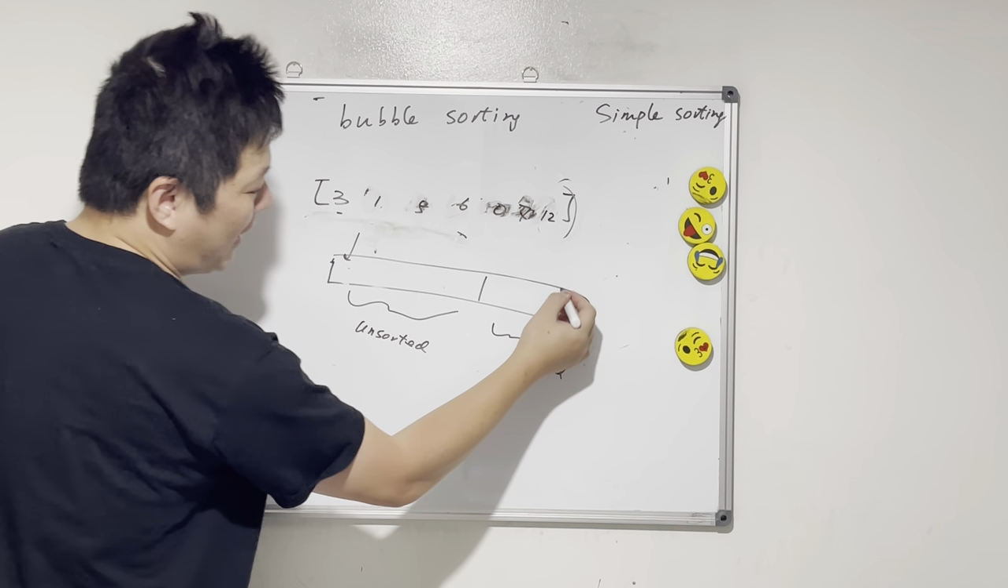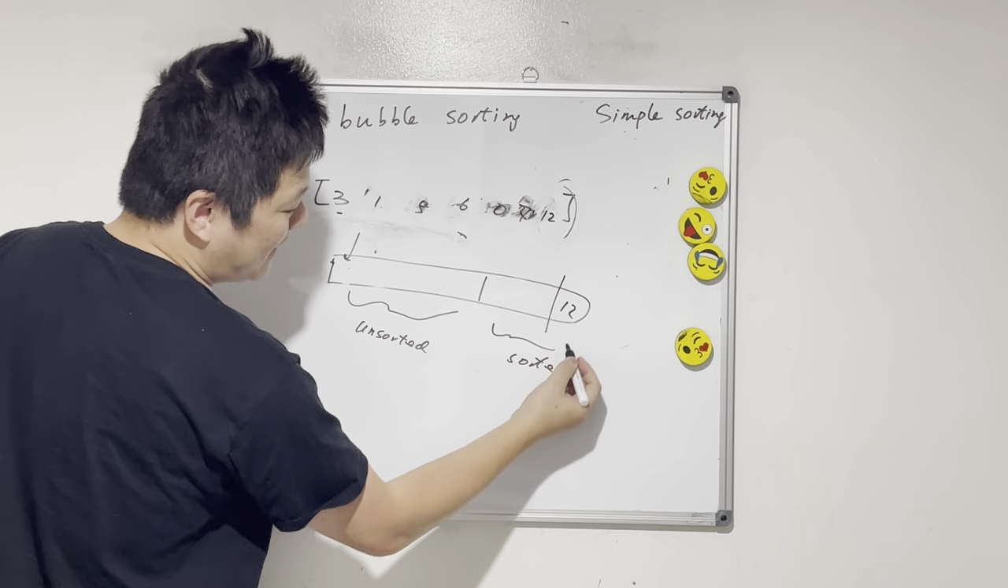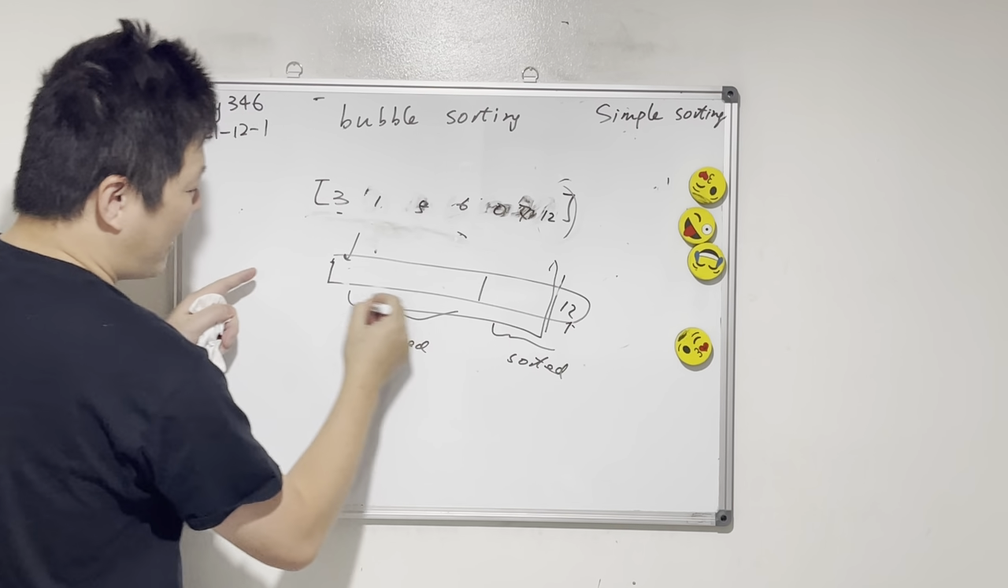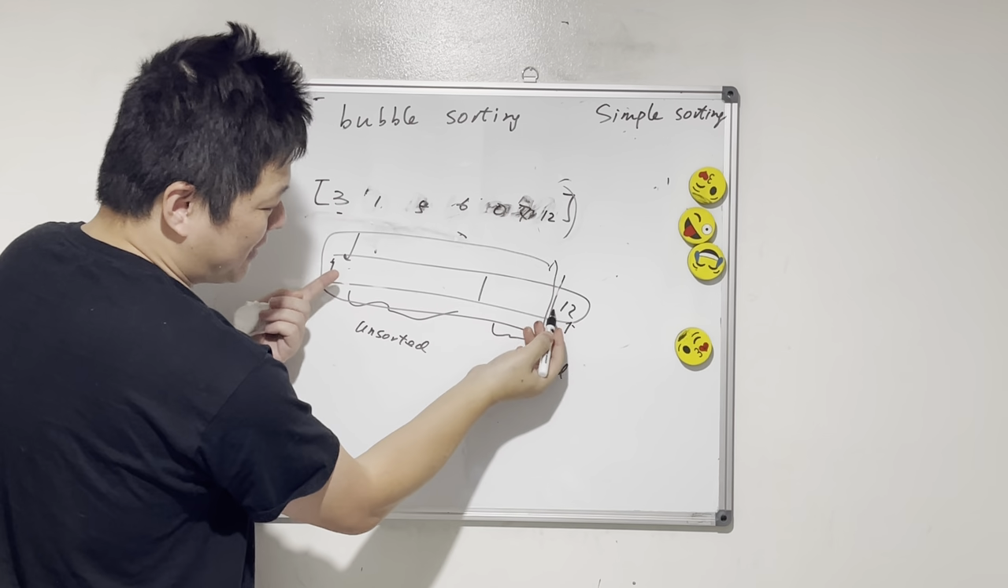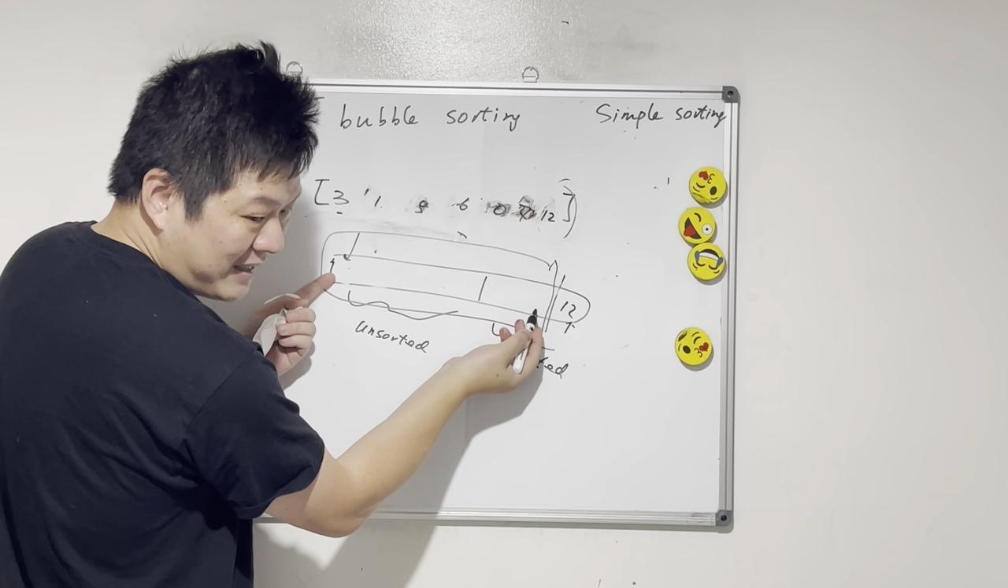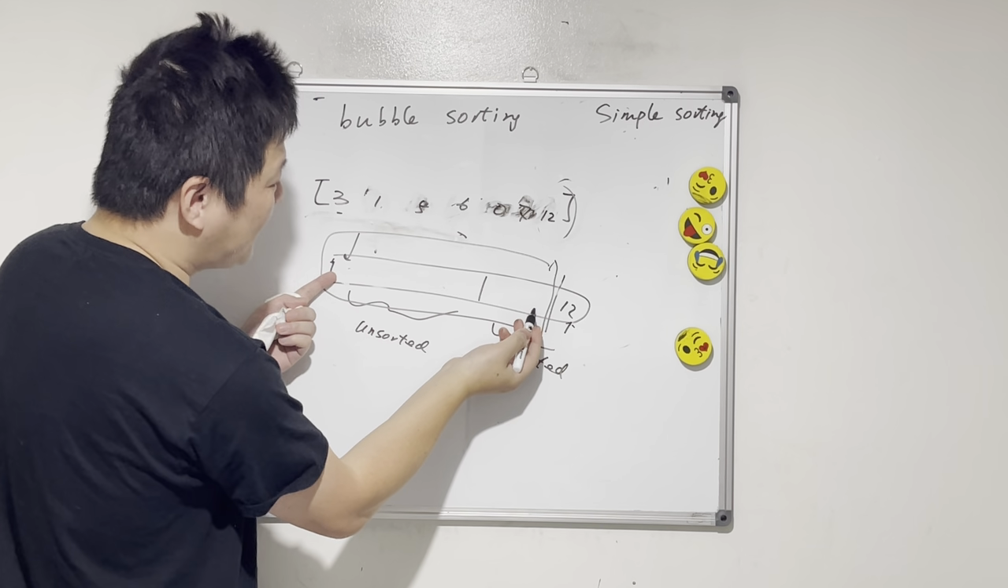So the next time I don't come here again. Next time the sorted part will have one element, and I just have to sort the array with one number less. Make sense? Okay, so now the next one.